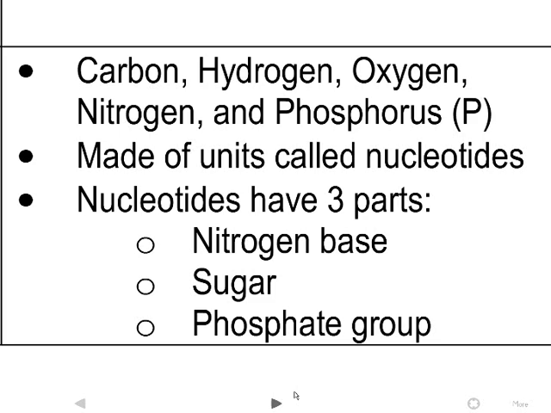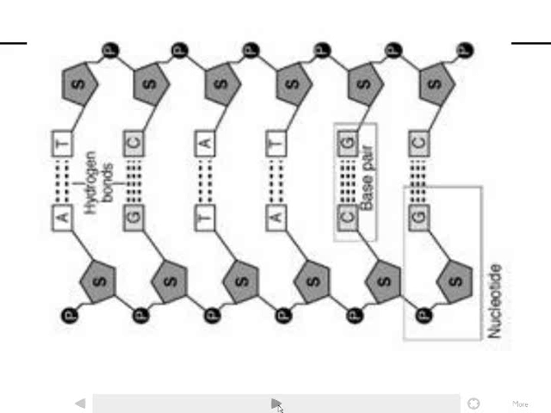So let's look at this picture. In this picture you have little pentagons with an S in them. That's the sugar. Notice that it's a ring shape just like the sugars we looked at before when we were learning about carbohydrates. The S is the sugar. You have a little black circle with a P in it. That's the phosphate group. So together the sugars and the phosphate groups make a backbone for this strand of DNA. And we have a backbone on either side of the DNA made of sugar and phosphate.